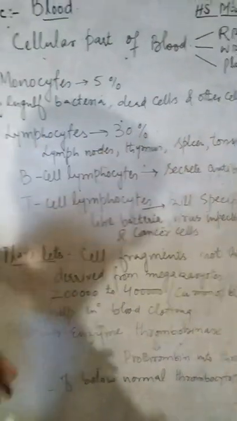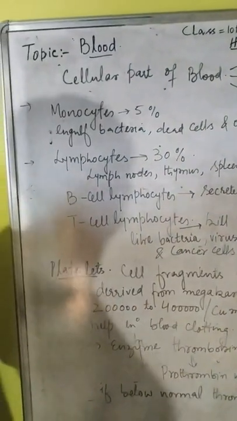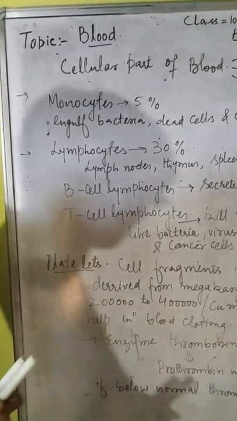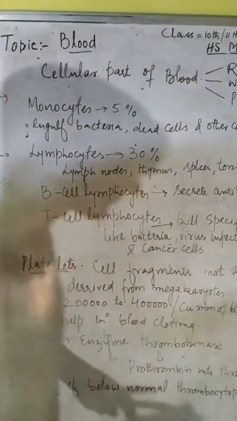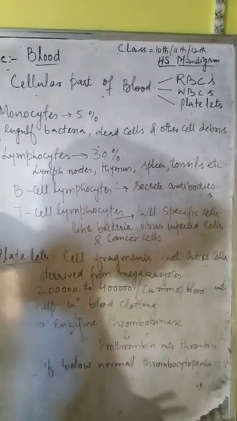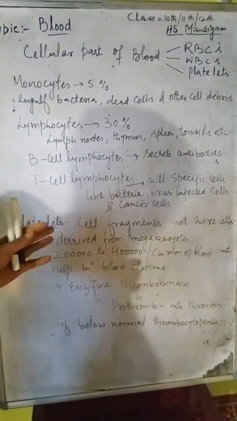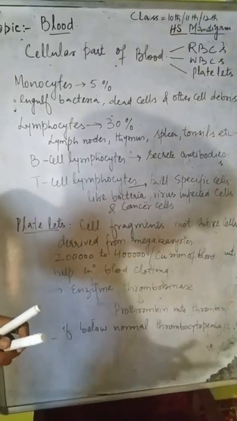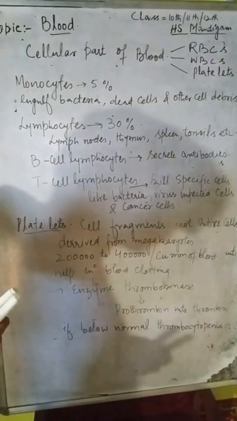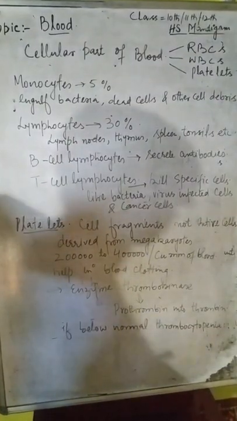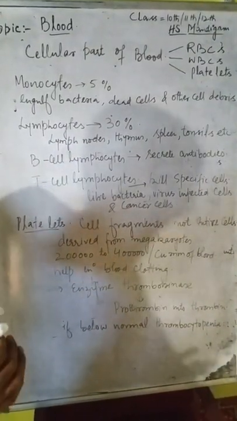Likewise here I would like to add in the leukocytes. If the number of leukocytes falls below the normal, that is, the normal range is around 5,000 to 10,000 per cubic millimeter of the blood, then we say that the person suffers from leukocytopenia. And if the number increases above the normal, then the condition is called leukocytosis.